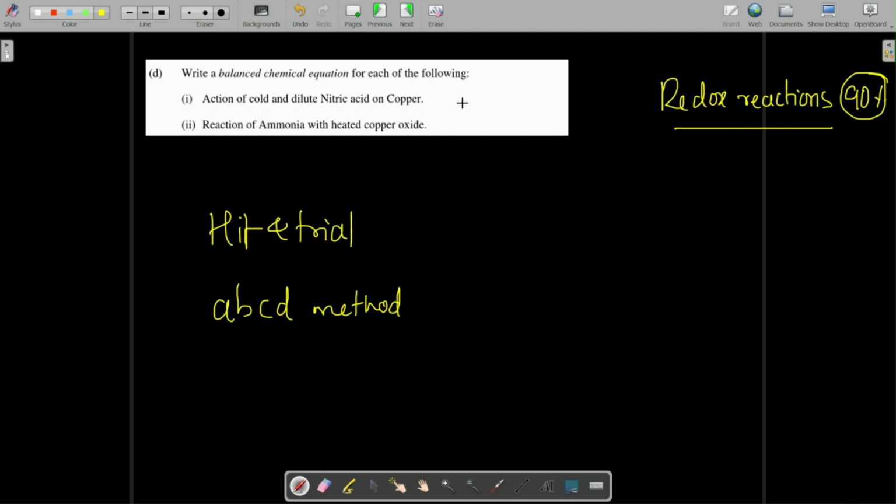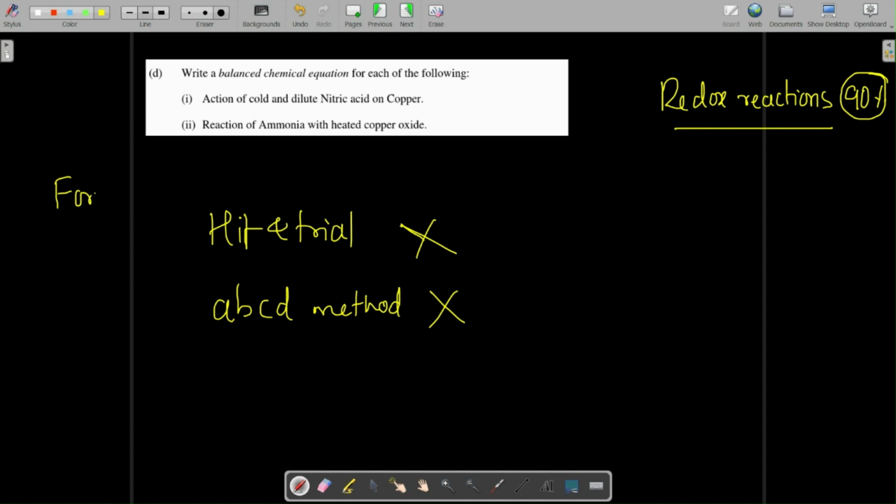Welcome, children. This is the kind of question you will get for 5 marks. Write a balanced chemical equation. You usually try with the hit and trial method. Many people also know what the ABCD method is, but sometimes both will not work for complex equations. So, in that case, how to solve such questions?